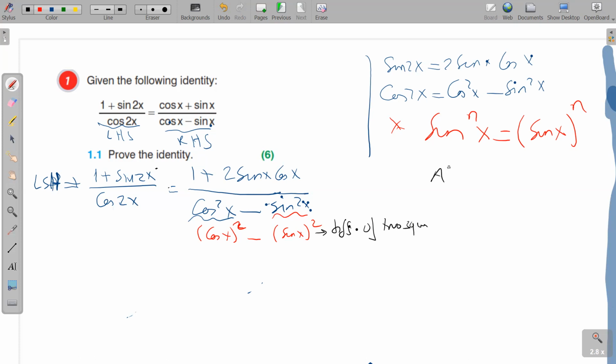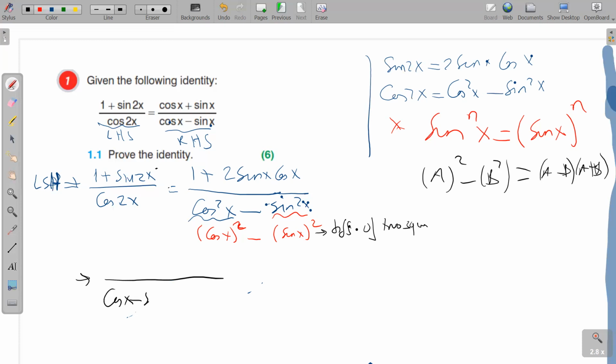This is algebra. A square minus b square is a minus b times a plus b. So the denominator is cos x minus sine x times cos x plus sine x. Now we must simplify this by using the numerator.